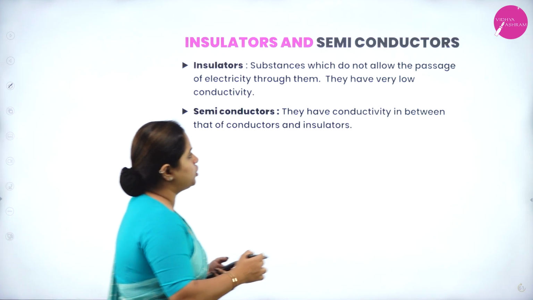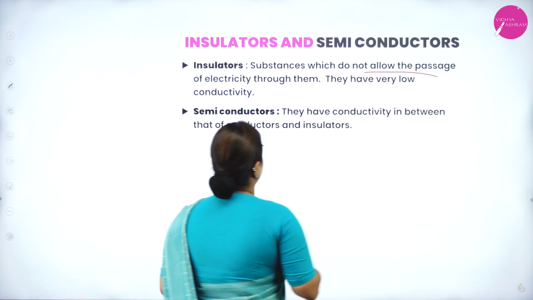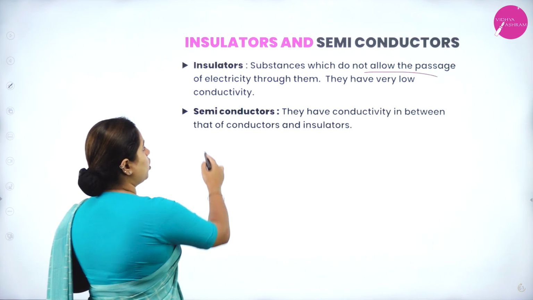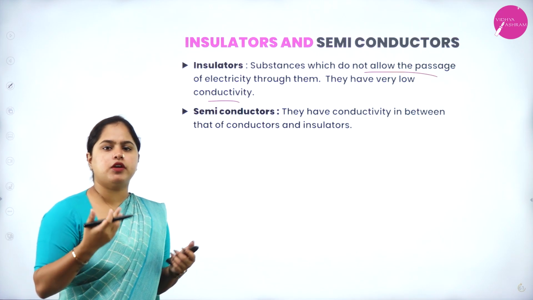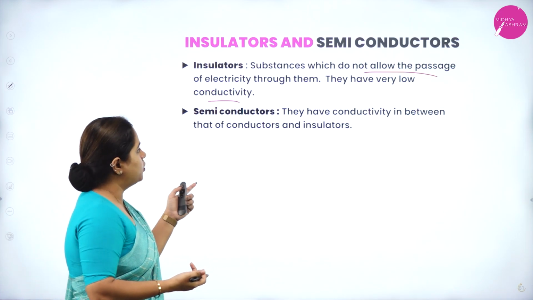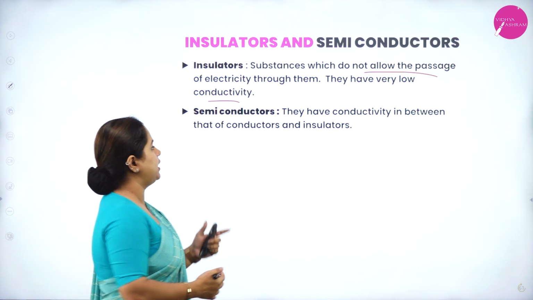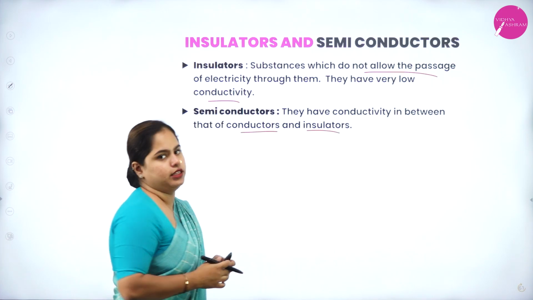Insulators are substances which do not allow the passage of electricity through them. They have very low conductivity, because they do not conduct electricity. Now, semiconductors have conductivity in between that of conductors and insulators.